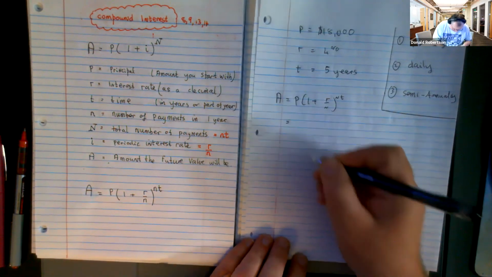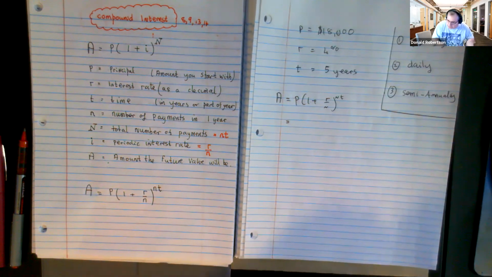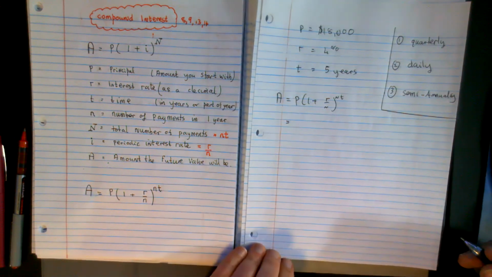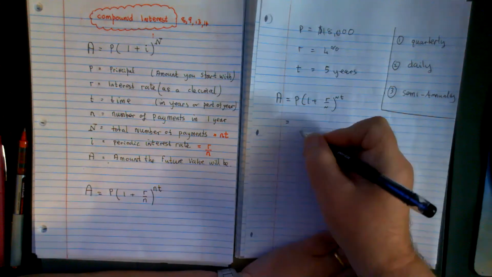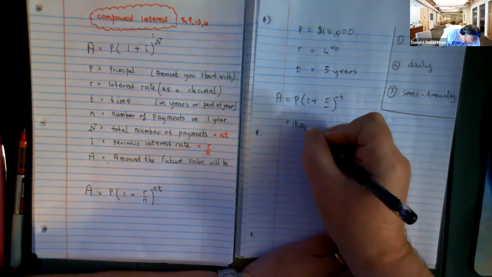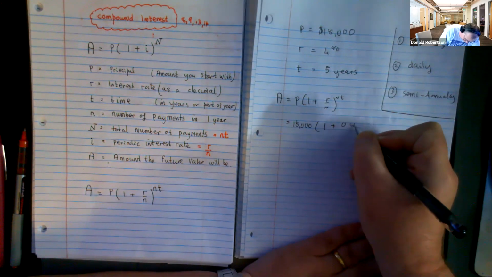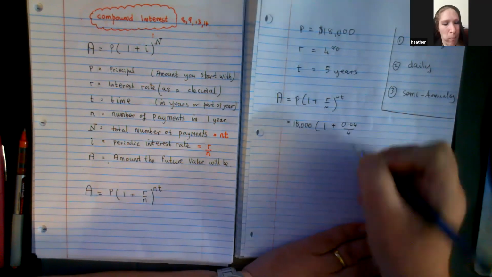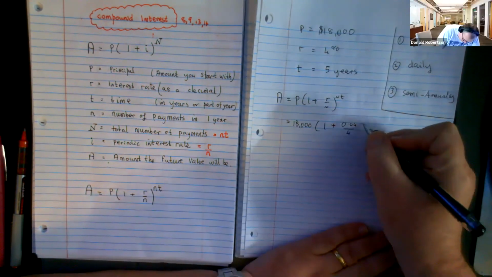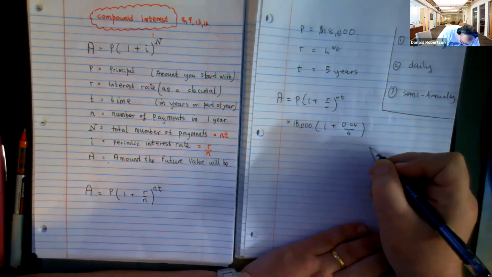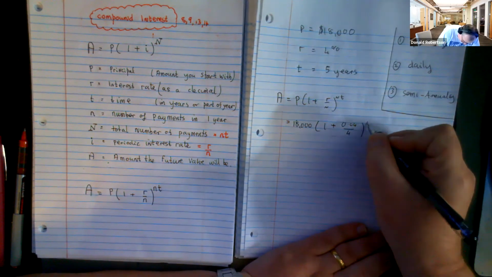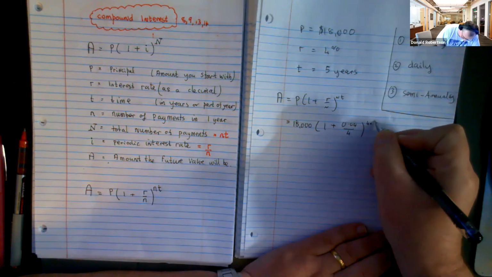Quarterly. Quarterly gets the job. Okay, so it's going to be 18,000 times 1 plus the interest rate, to the power of the number of payments per year, which is 4 times 5 years.